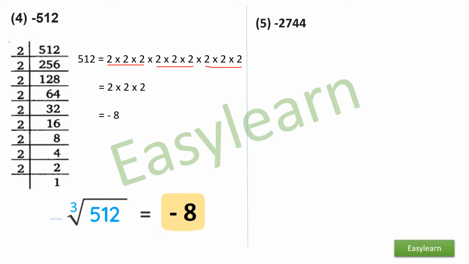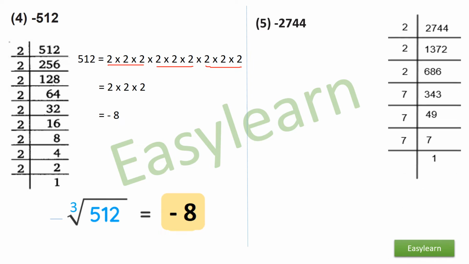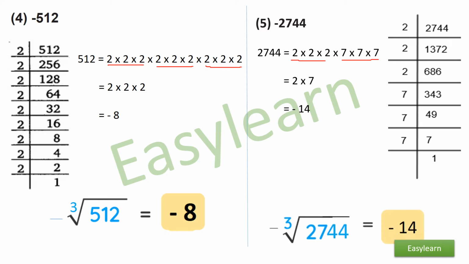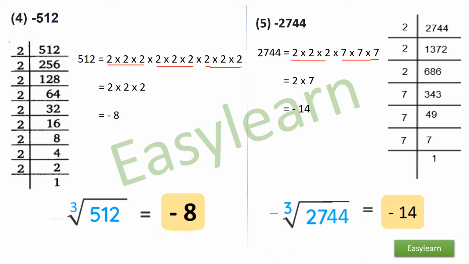Fifth, minus 2744. Again, first the positive factors we have to find out. Now the common among them is 2 and 7, that is 14. Therefore, the cube root of negative 2744 is negative 14.